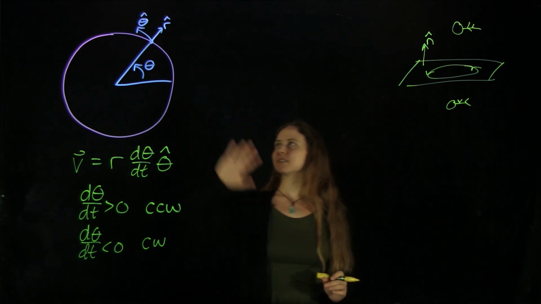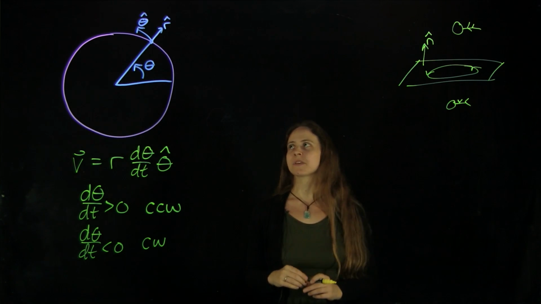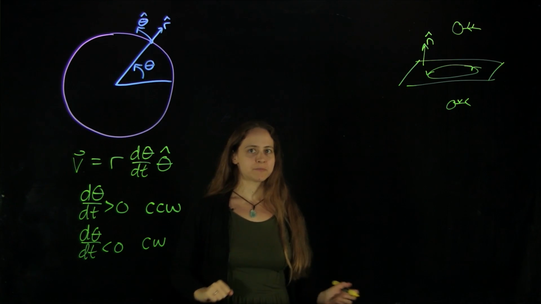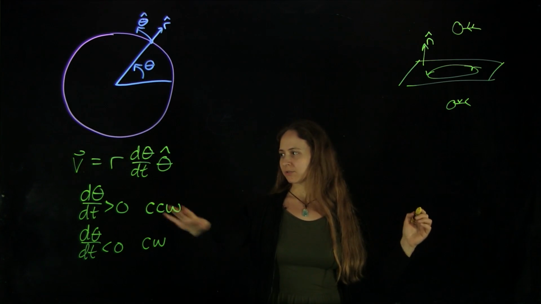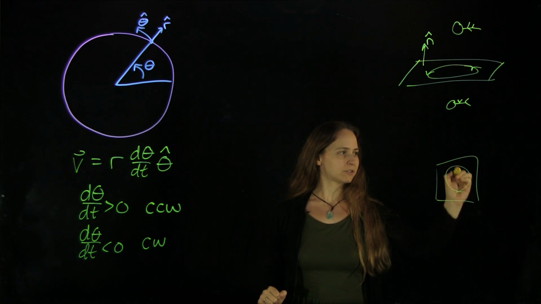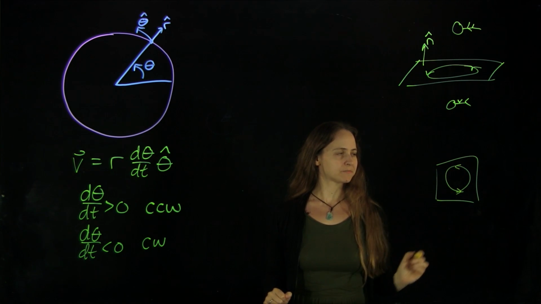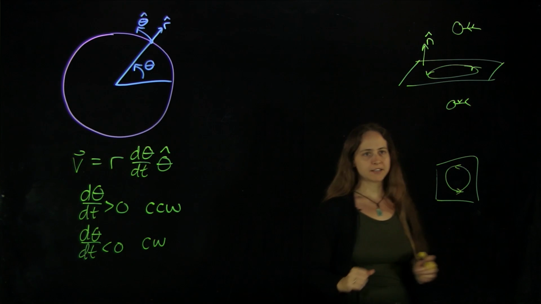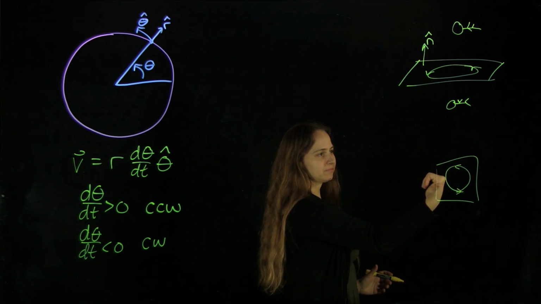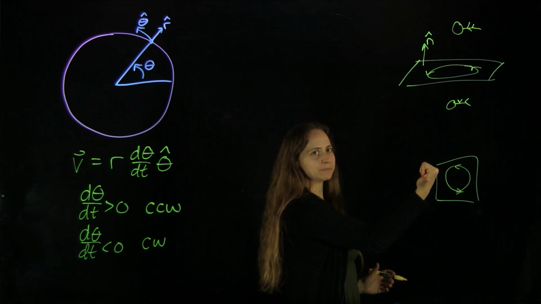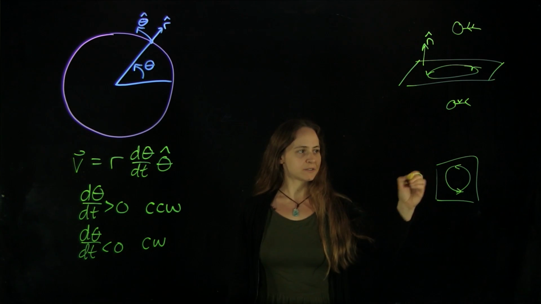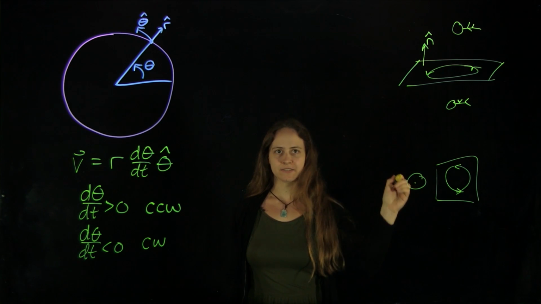All right, let's come back to this example now, where the plane of the motion is this plane of the board. And let's look at our two cases again. So in the case of d theta dt positive, our circle looks something like this. And you can see that if I use my right-hand rule, the vector that I've defined is out of the board. And I'm going to use this symbol, a circle with a dot, to indicate this direction of out of the board.